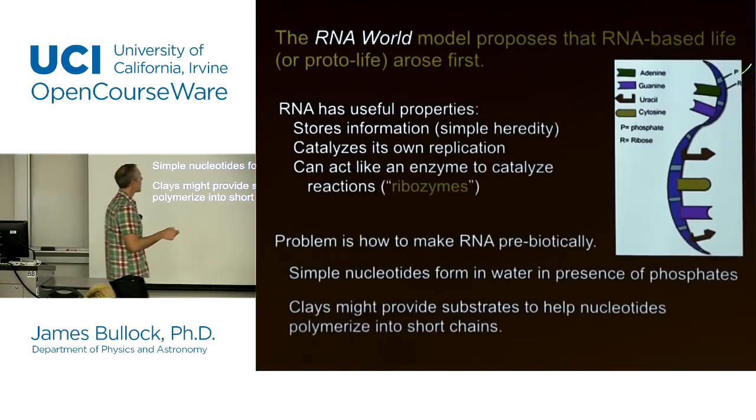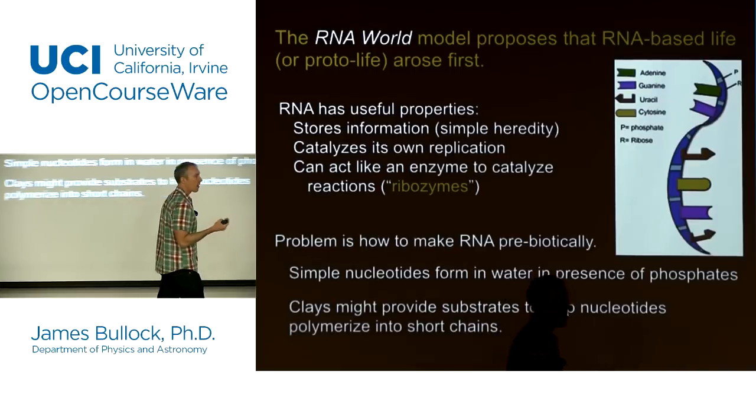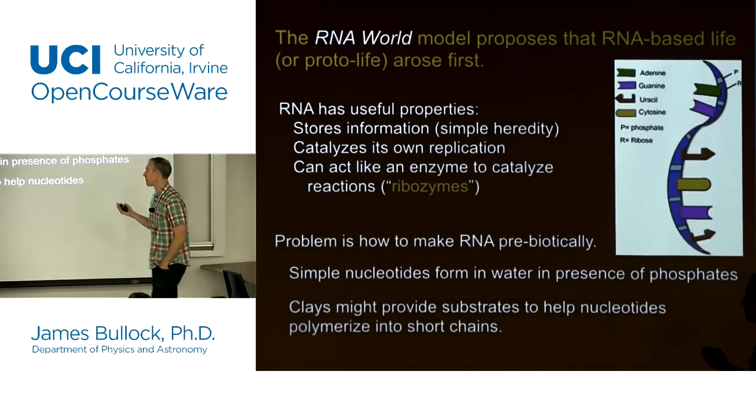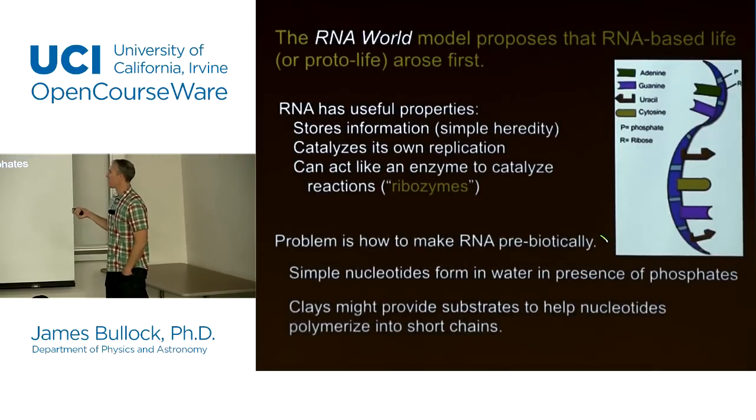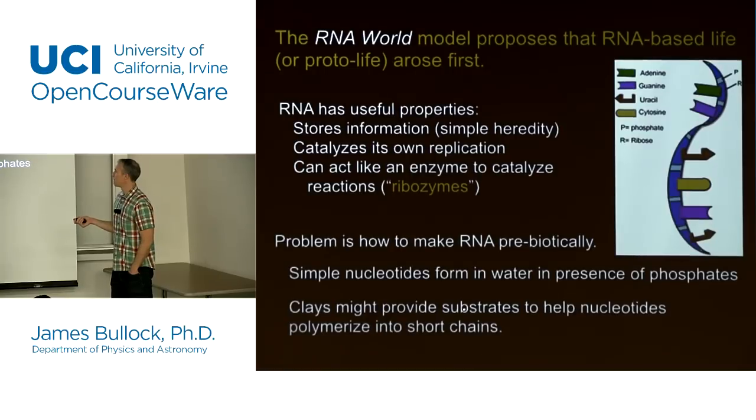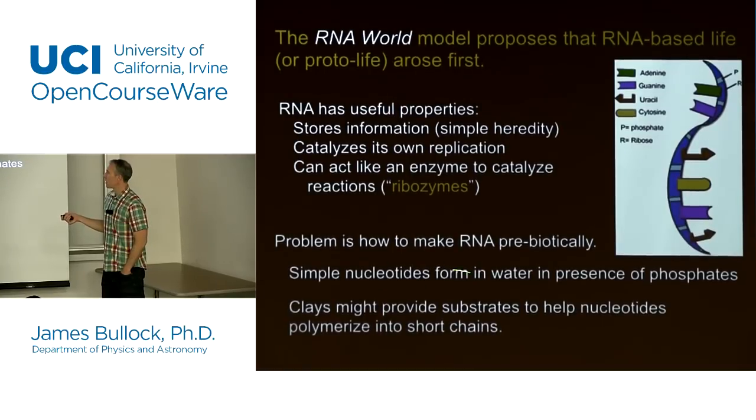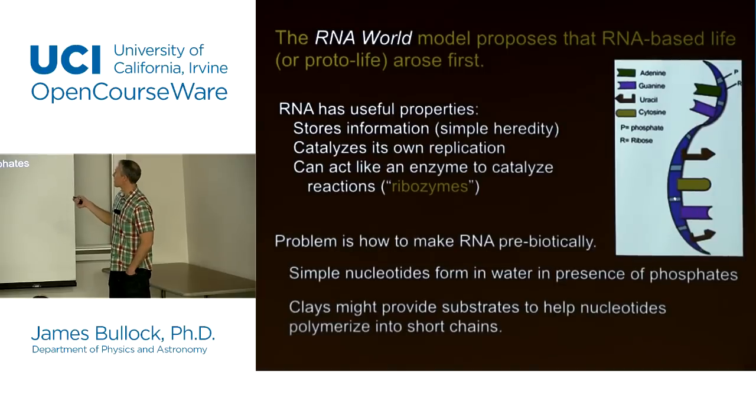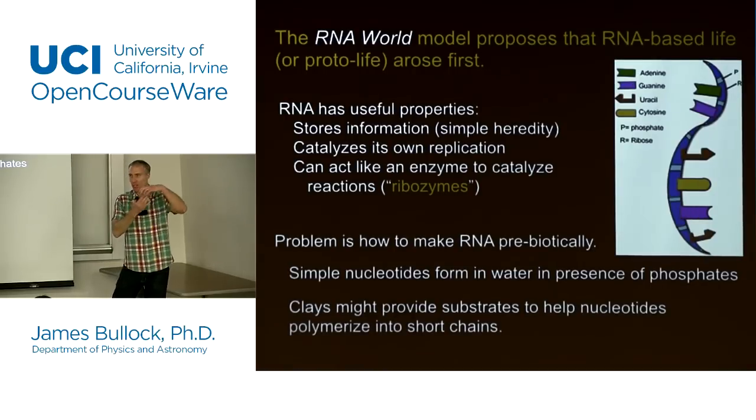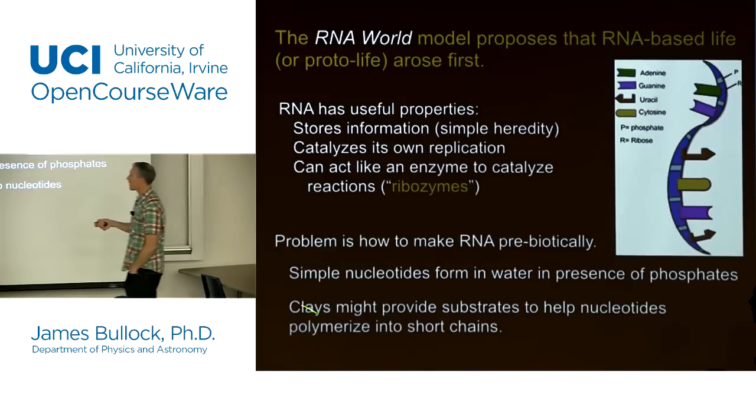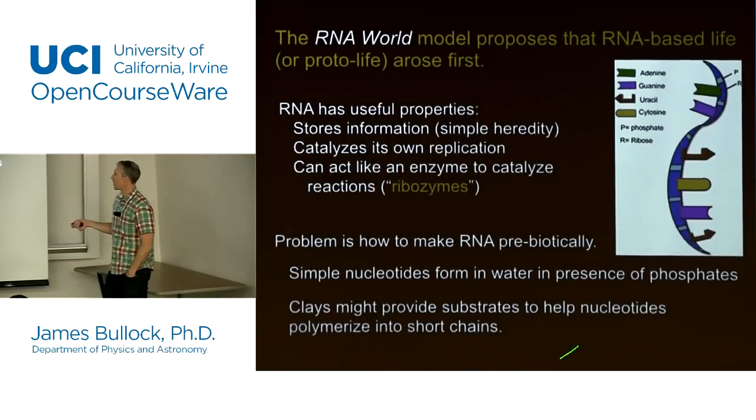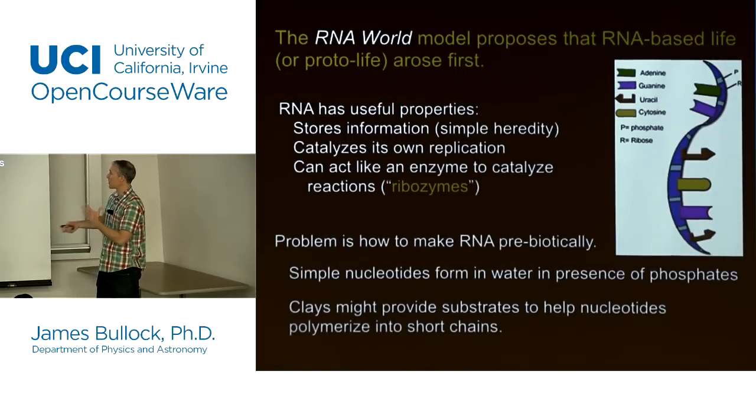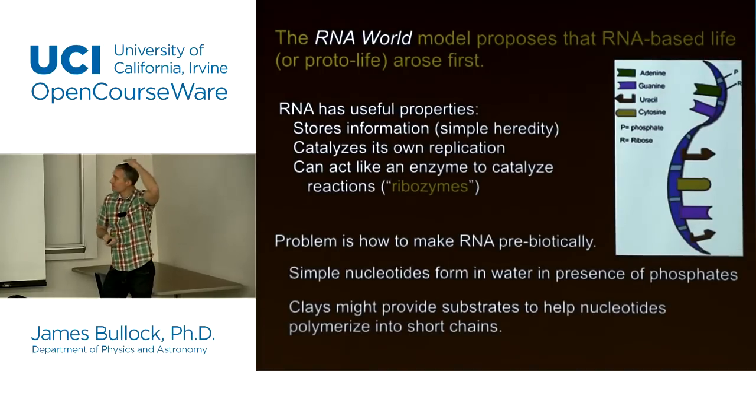The problem is, how do you get the RNA initially? How do you make RNA prebiotically without life to start with? Okay, you could start with basically the basic ingredients in some water with phosphates. So you could imagine eventually there's some chain reaction and a complex molecule just kind of emerges. In fact, people talk about clays providing a substrate that could then help the nucleotides click up and form into these chains.